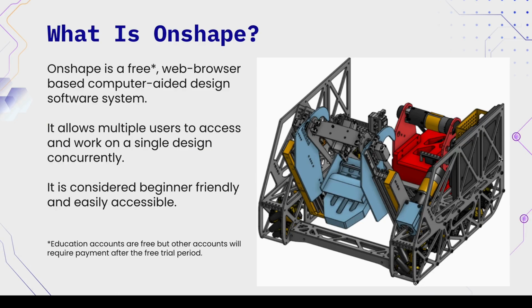So what is OnShape? OnShape is a free web browser-based computer-aided design system. It allows multiple users to access and work on a single design concurrently. It is considered beginner-friendly and easily accessible, but it is also used a lot of the time in a professional sense.